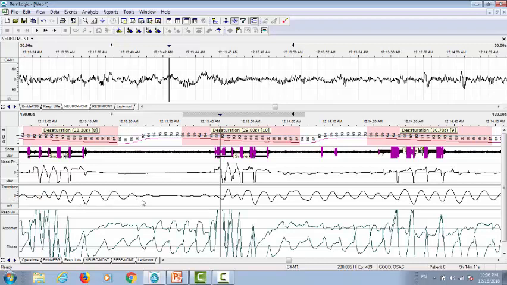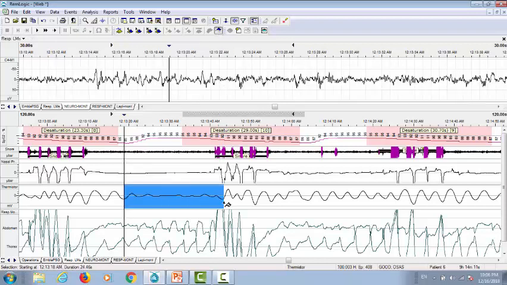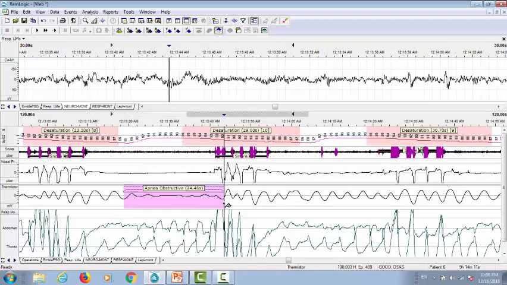Here it's obvious that we have a significant reduction. So this is the beginning of the event. And here is the beginning of the first breath that approximates the previous baseline amplitude. So this event should be scored as an obstructive apnea because of the continued effort throughout the apnea period.